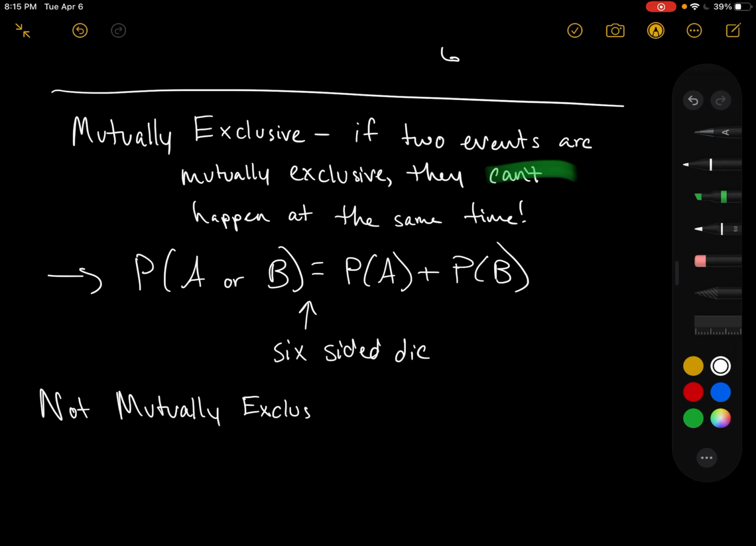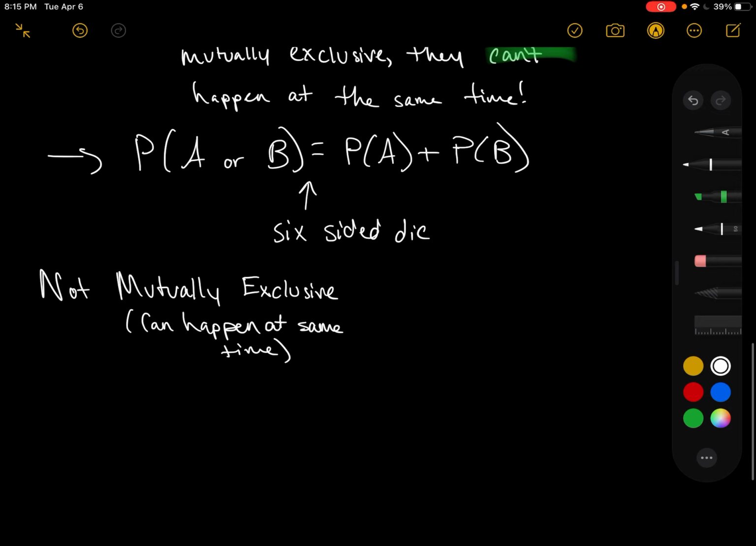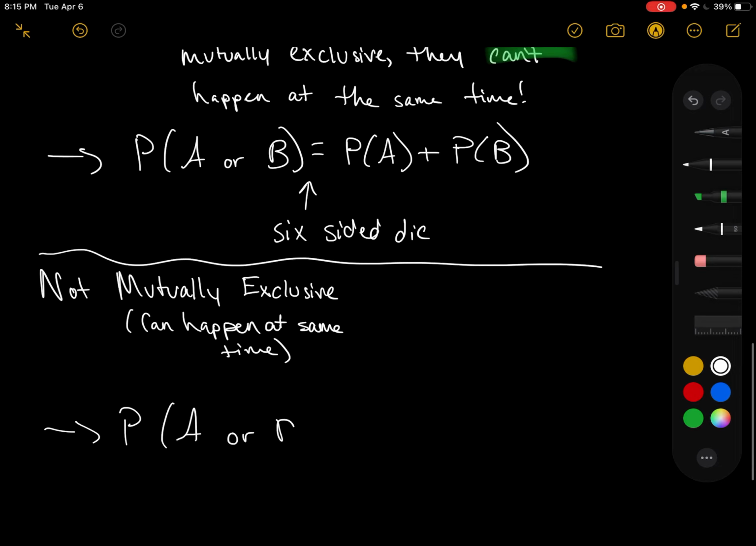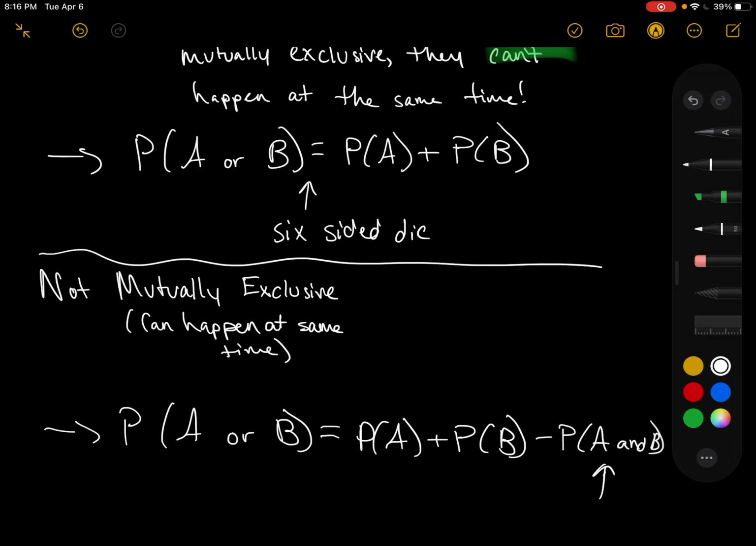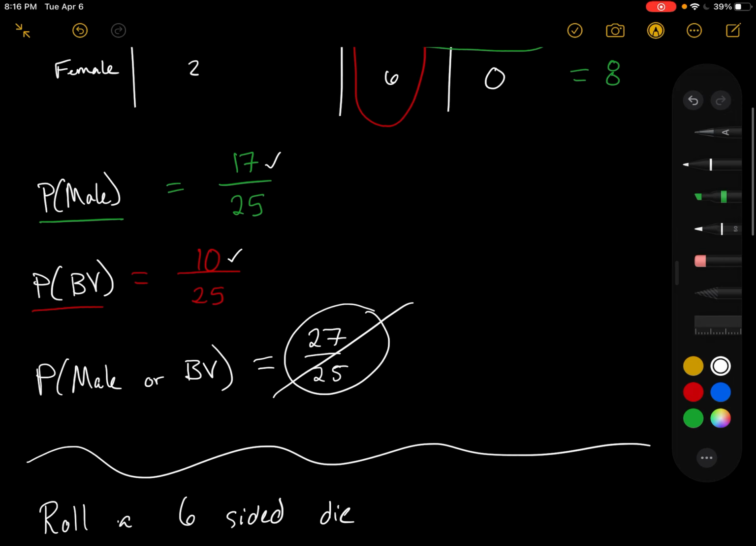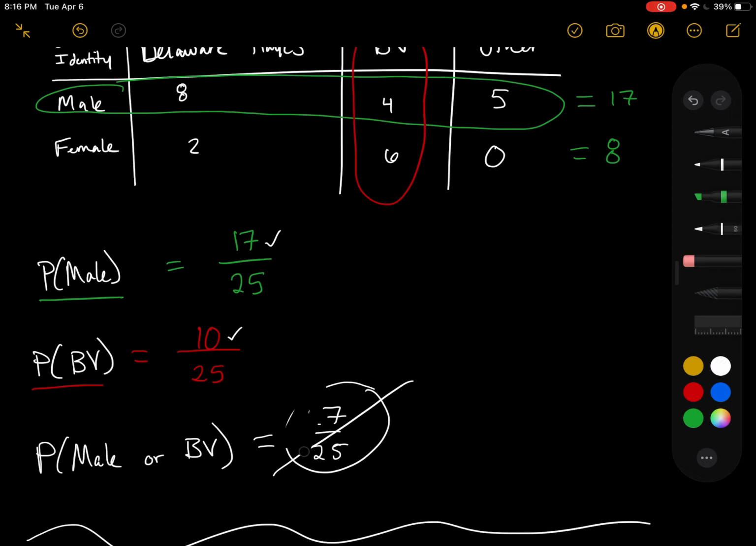If we have something that is not mutually exclusive, like our Buckeye Valley example with gender identity, so it can happen at the same time, there's one more step to do this. So our formula for this is now P(A) plus P(B) minus the probability that you are both. So in our Buckeye Valley case, we didn't subtract the probability that you are both.